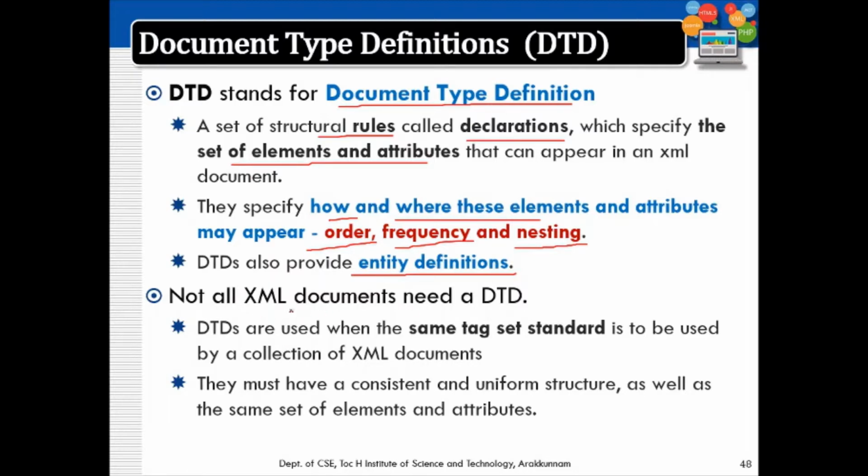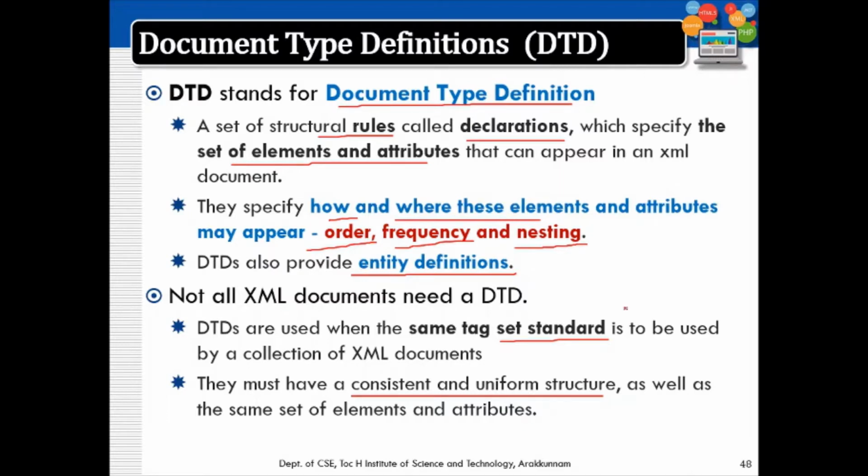In fact, XML documents as such do not need a DTD. XML needs a DTD when it has to be shared with some other application or when a set of rules is to be imposed on that particular XML. That is, if we want to impose certain standards, they must have a consistent and uniform structure as well as the same set of elements and attributes.